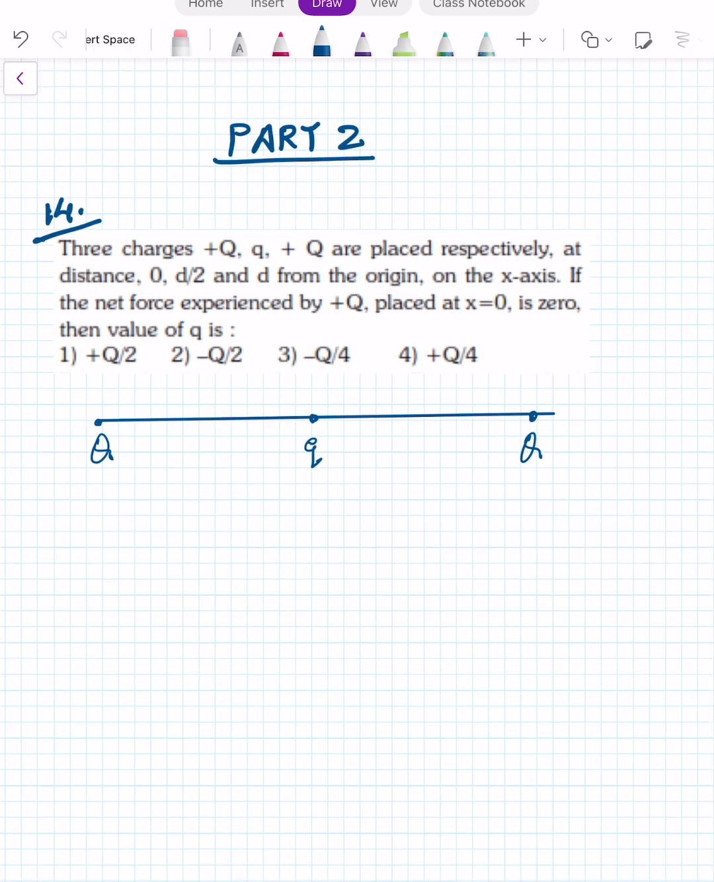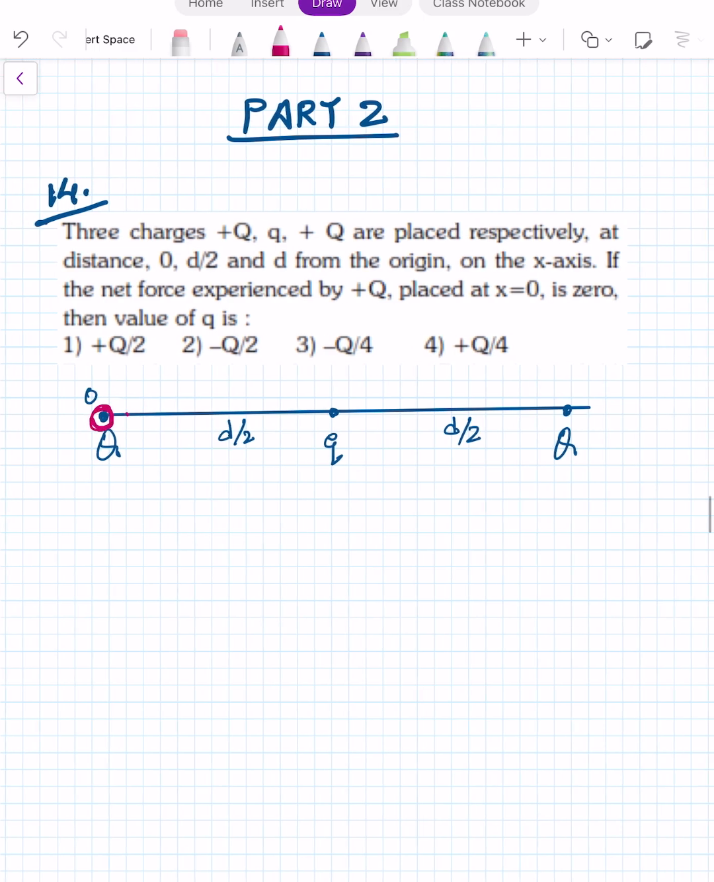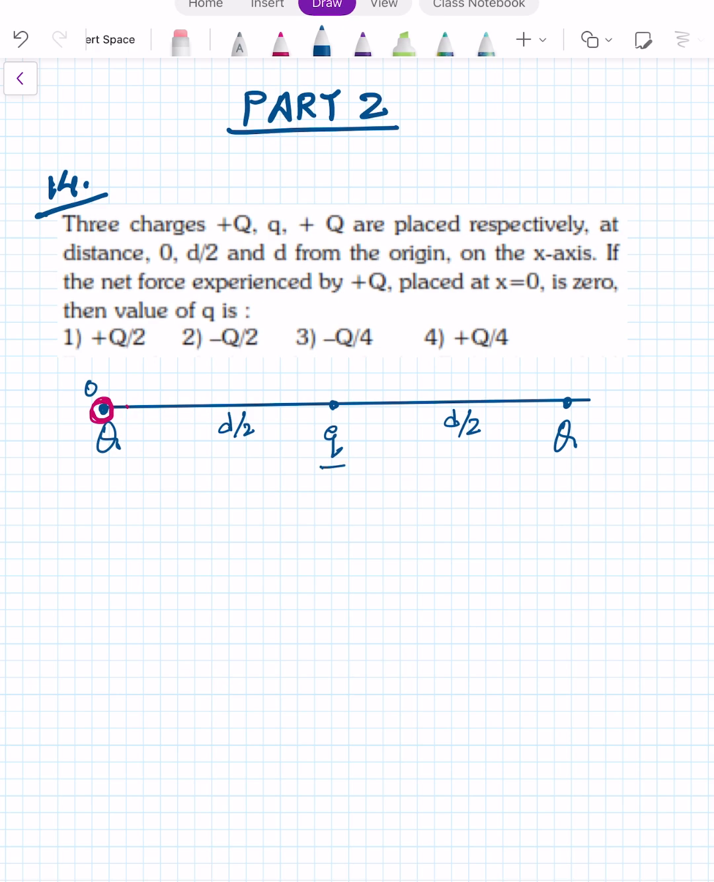Say this is the origin 0, this is d by 2 and this is also d by 2. If the net force experienced by plus Q placed at x equal to 0 is 0, then what is the value of the small q? We have to find the value of small q so that the force on this charge plus Q placed at origin is 0. So here we'll use the principle of superposition.